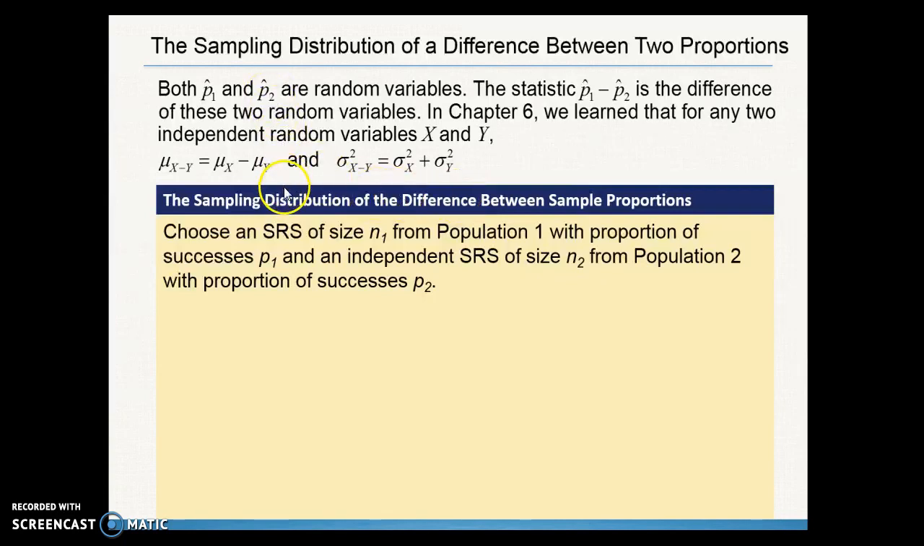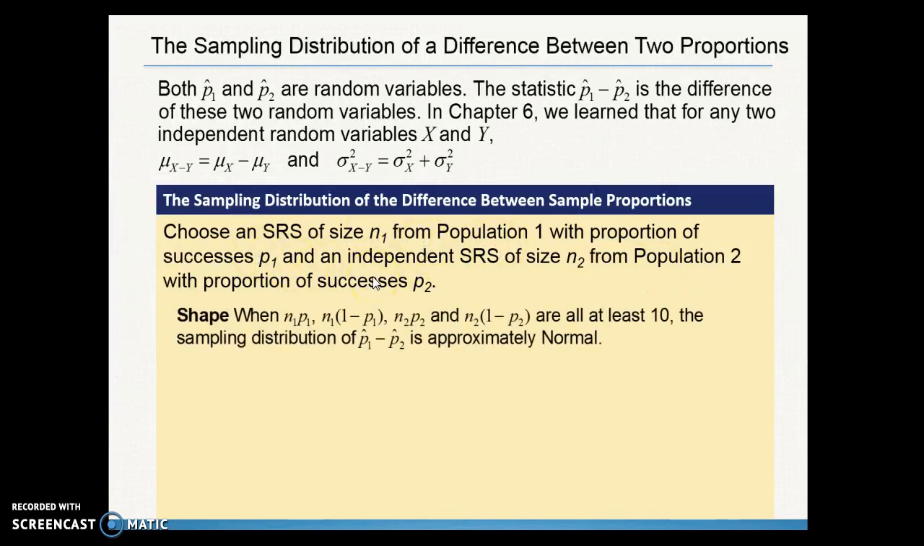of the sampling distributions. So let's say we choose a simple random sample of size n1 from population 1 and a simple random sample of n2 from population 2. So p hat 1 and p hat 2 are just your proportion of successes within each sample.